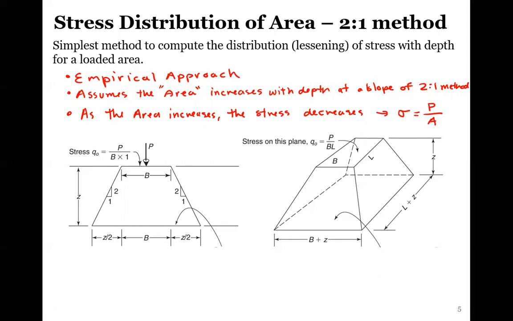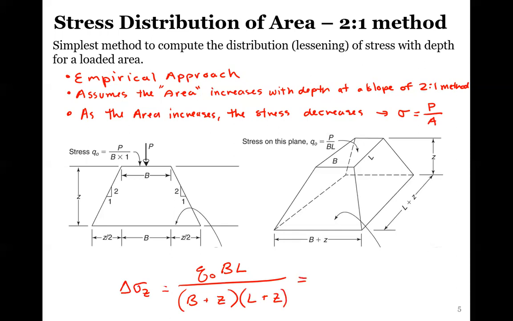The equation that we showed is this delta sigma Z, which again is the increase of stress at any depth Z. The increased stress is equal to this Q naught, which is the stress at the surface, times the width of the footing times the length of the footing, all divided by the width of the footing plus whatever depth we care about, times the length of the footing plus whatever depth we care about.